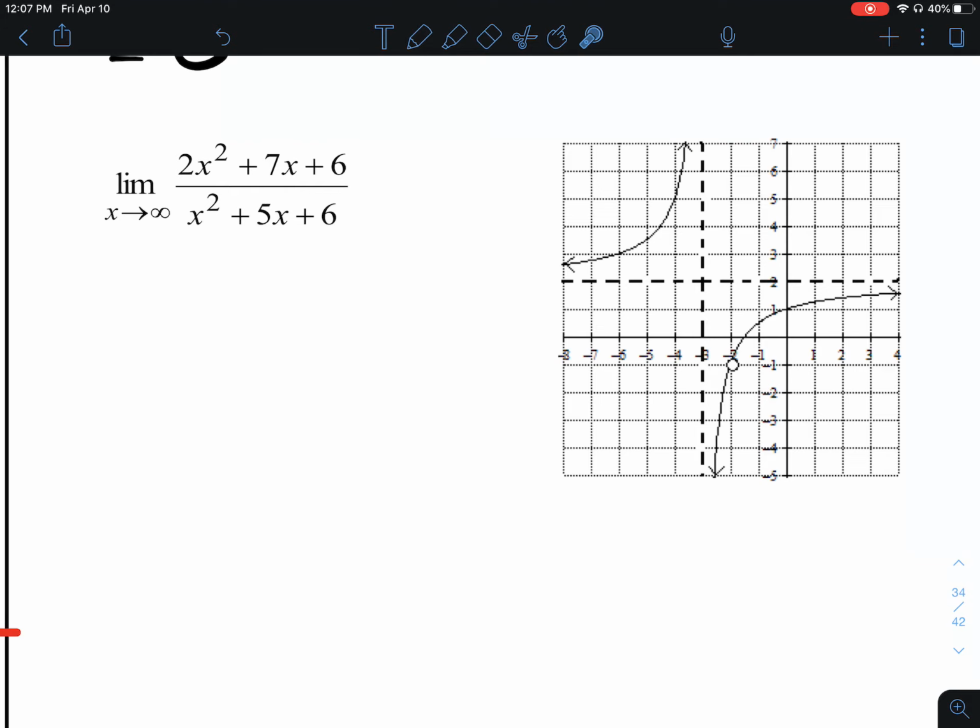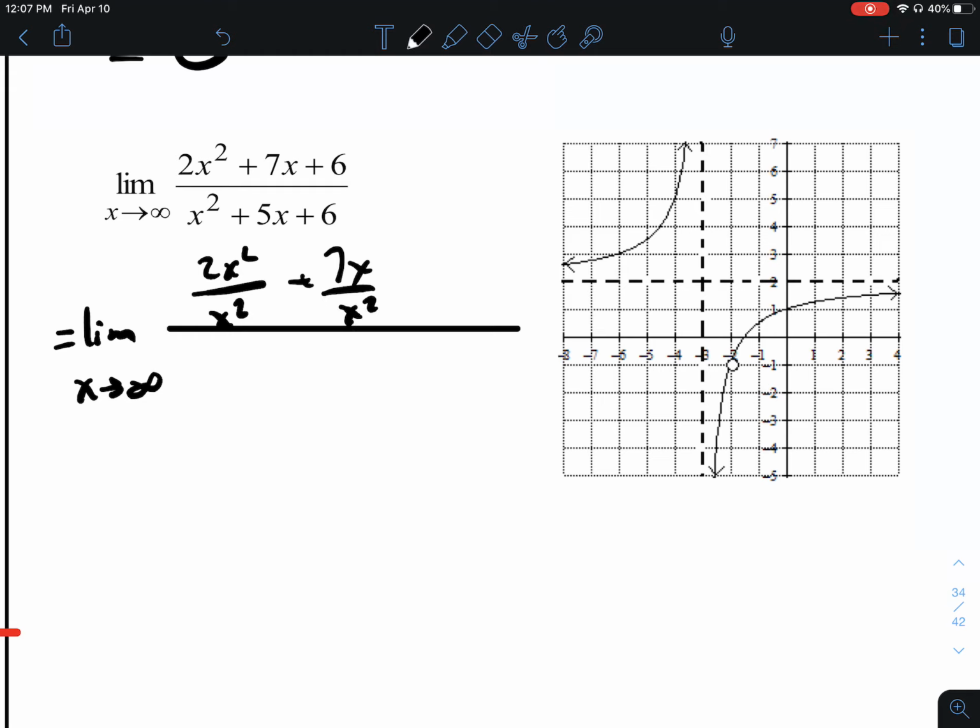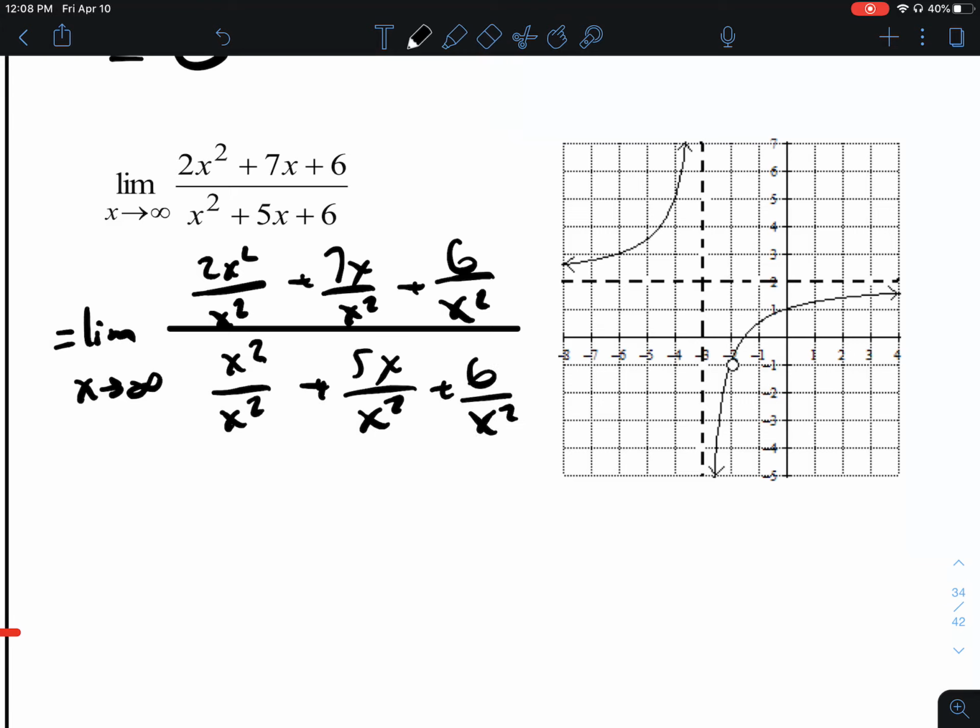As we approach infinity, we are going to divide every term in the top and the bottom by x squared, because that's the largest degree in the denominator. That's equivalent to multiplying by 1. So we're going to have 2x squared over x squared plus 7x over x squared plus 6 over x squared. In the denominator, we get x squared over x squared plus 5x over x squared plus 6 over x squared.